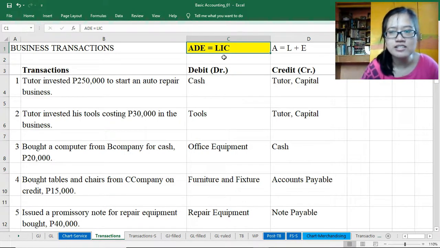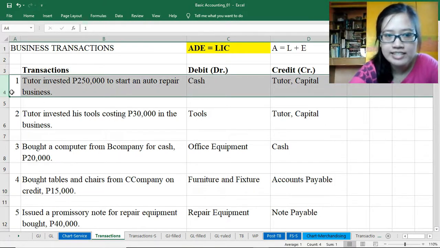nag-render ng service, di ba, nagbayad si customer or inutang muna ni customer, pero na-render naman yung service, income na rin yon. And then, we have, or kaya naman ay sale ng inventories or merchandise, so income din yon. And then, we have yung capital kapag nag-invest or naglagay ng puhunan si business owner to the business. Okay? So, yeah. Let's go to each transactions now.